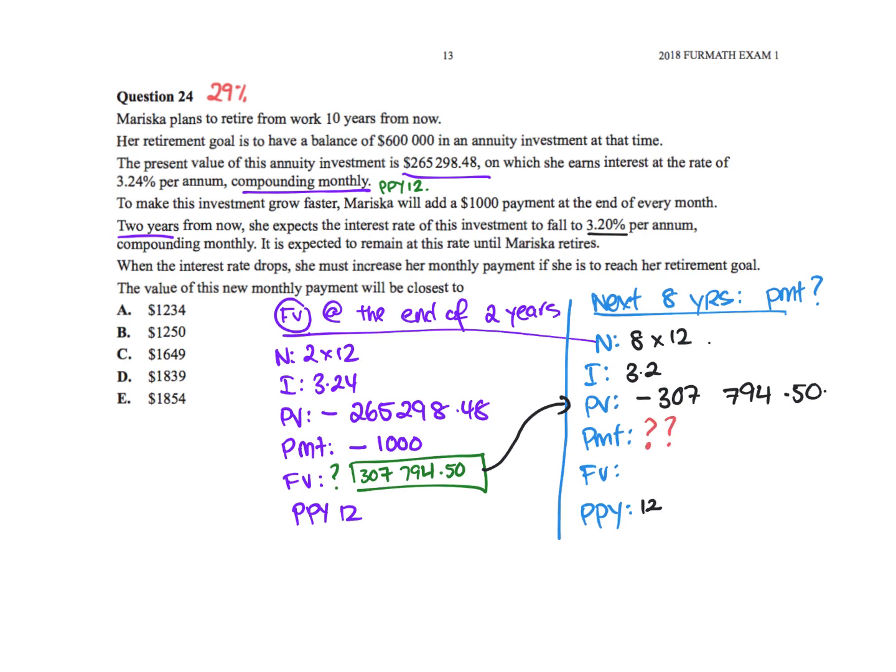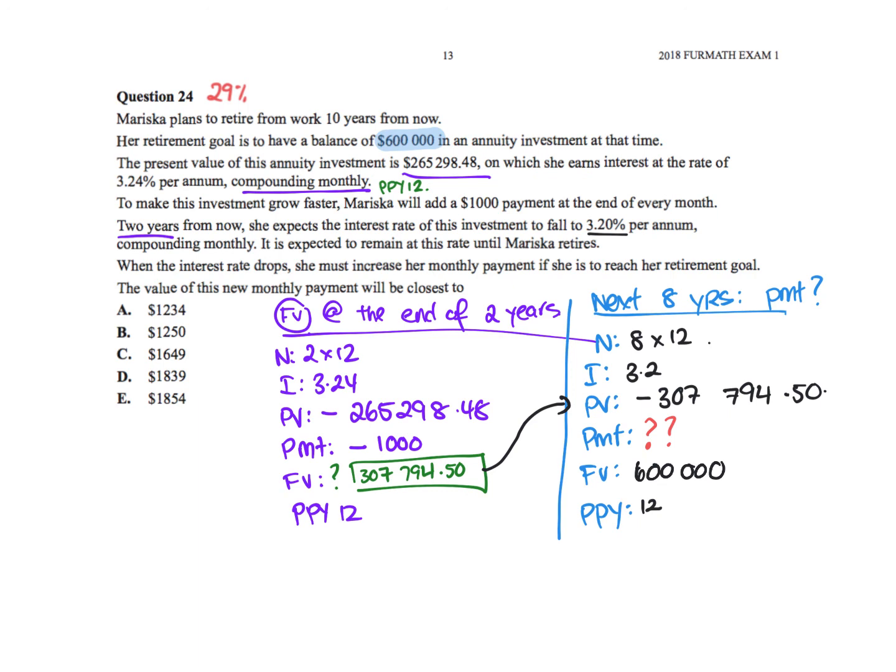That means we need to know what the final value is, because the payment's the question. And what does she want to retire on, the amount? Yeah, good. Up here she wanted to retire on 600,000. So we know that this has to be a positive 600,000. We pop that in and we should get the answer for the new payment.